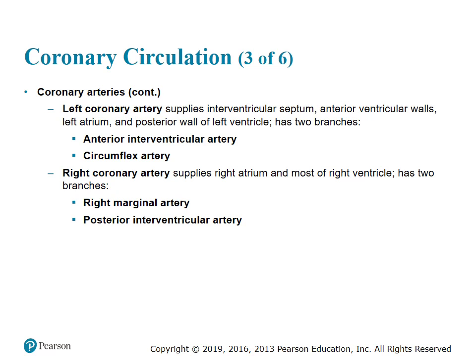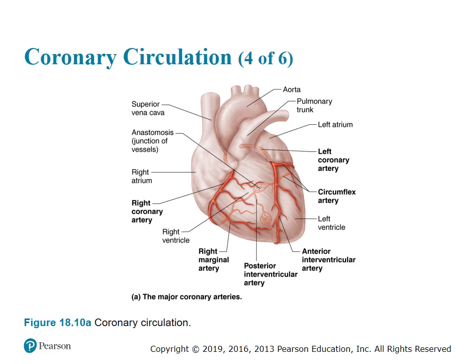So again, the coronary artery branches to the left and to the right. So we've got a left coronary, right coronary. And then those left and right coronaries branch even farther, right? Anterior interventricular artery, circumflex, right marginal artery, posterior interventricular artery. And this is what we see, right?